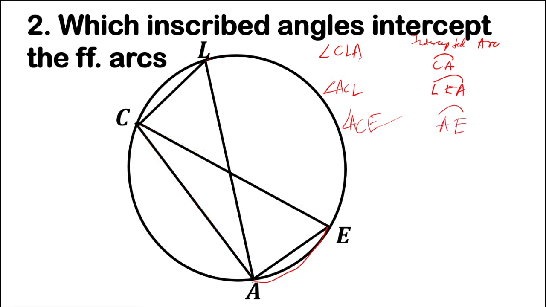Next. Nasaan pa yung isa? Tatlo ito, di ba? So, ito naman, yung isa. Angle LCA. Ano yung natamaan niyang arc? Ito. So, arc LE. Ayan. So, that's how you identify an inscribed angle and its intercepted arc.